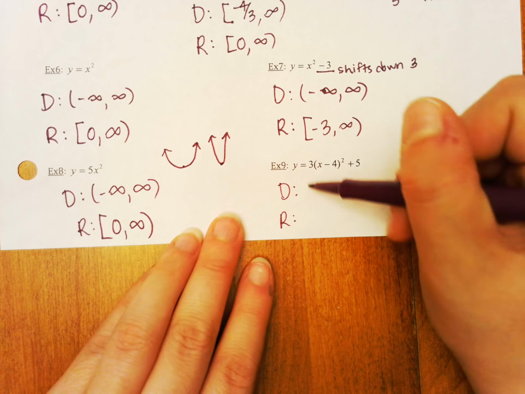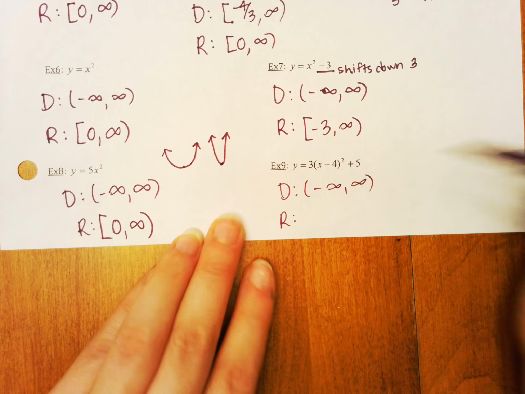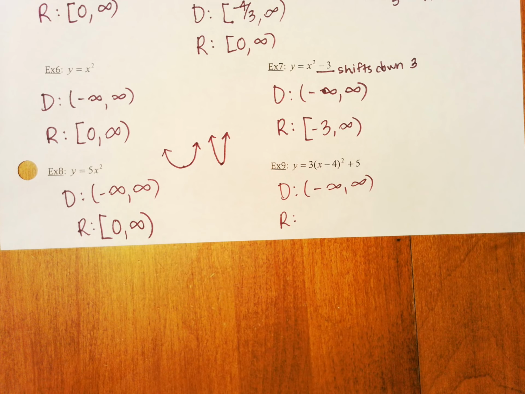Last couple, again, our domain for any of these quadratics that we're looking at is always negative infinity to infinity because we don't have those problems. We don't have a negative under the square root. We don't have a denominator.